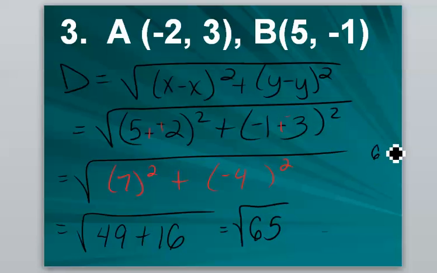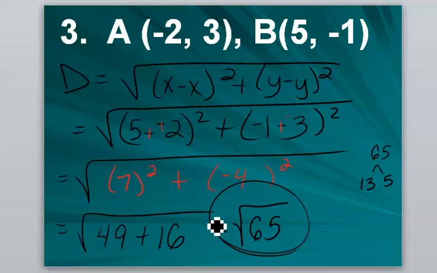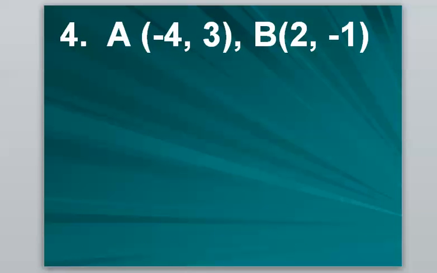We're going to do our factor tree. I know 5 goes into it because 5 goes into anything that ends in a 5 or 0. So this is 5 times 13. 5 is a prime number, it doesn't break down. 13 is a prime number that doesn't break down. So this is our final answer. Let's do one more distance formula.